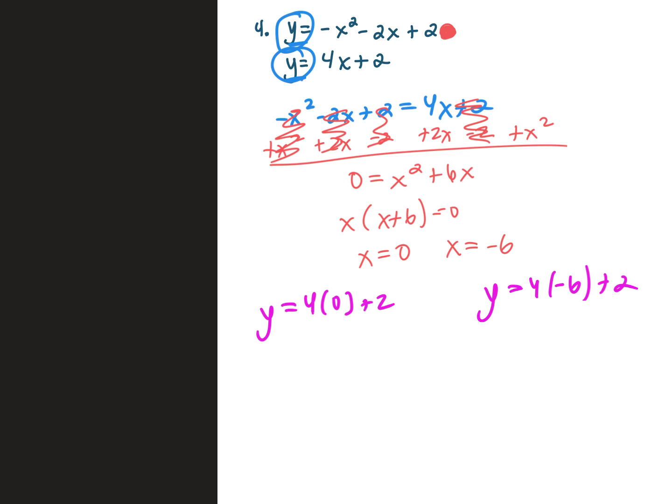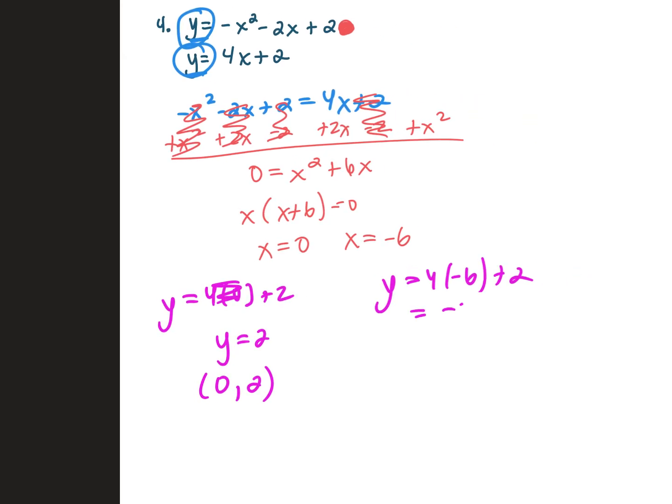So here y equals 4 times 0 plus 2, and here y equals 4 times negative 6 plus 2. What's 4 times 0? 0. So y equals 2. So your ordered pair here is, when I plug in x equals 0, I get out y equals 2. And then over here, we have negative 24 plus 2. So y equals what? Negative 22. So when I plug in negative 6, I get out negative 22.